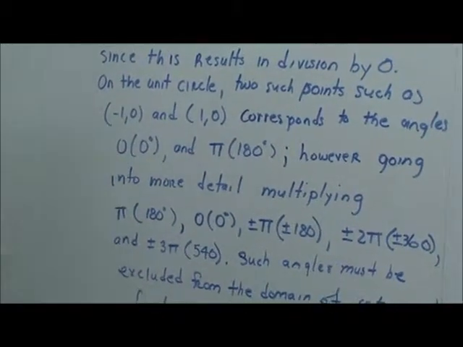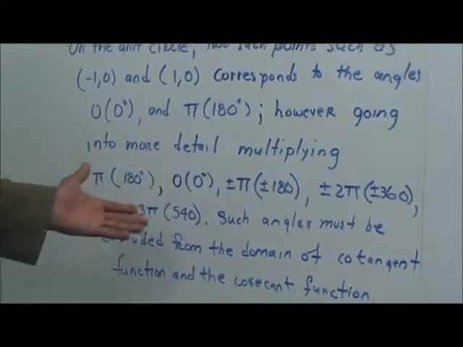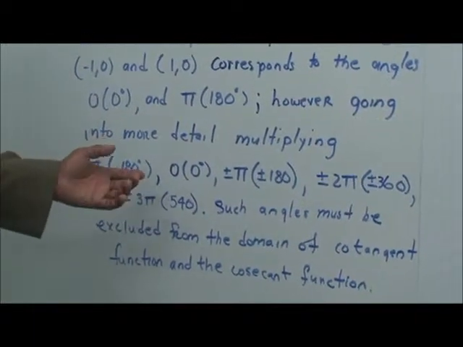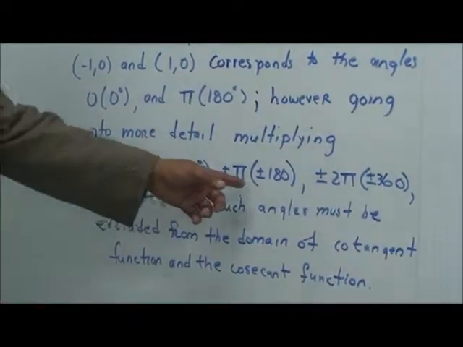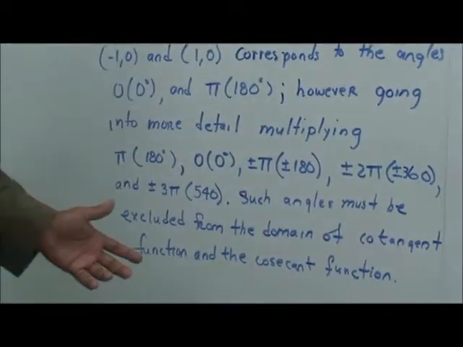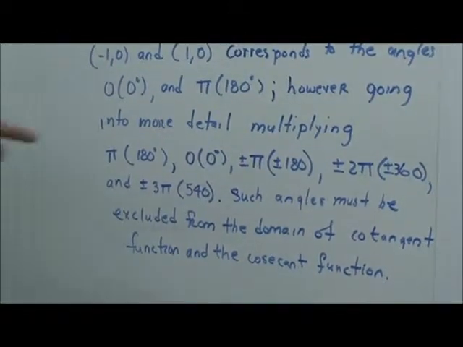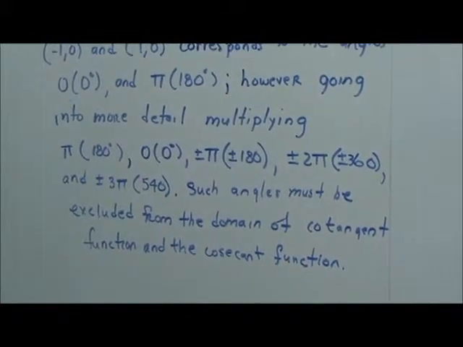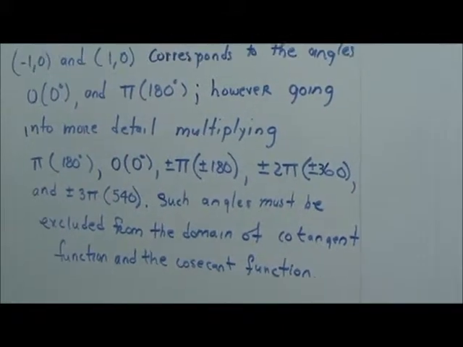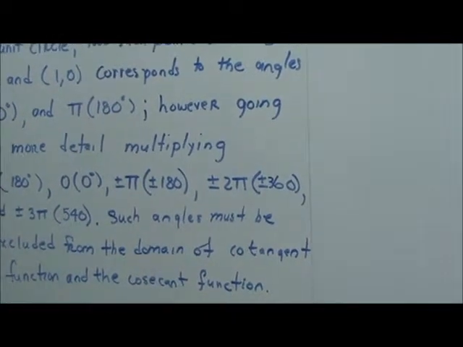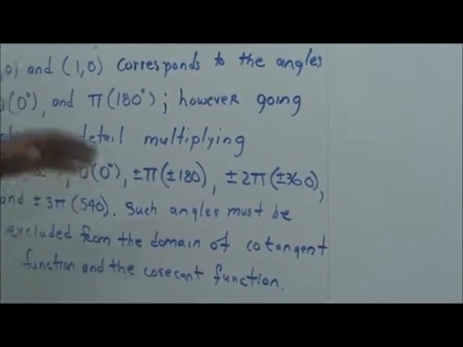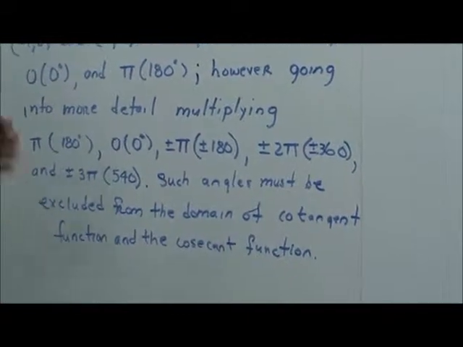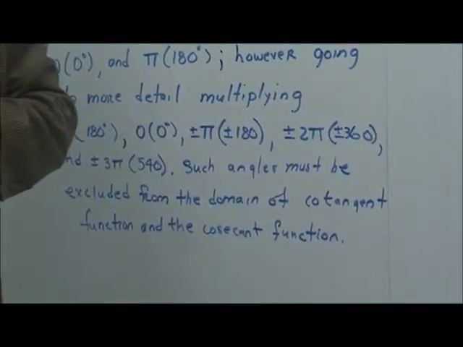However, going into more detail, multiplying pi and 0, and also pi or 180 degrees, or 0 plus or minus pi or plus or minus 180 degrees, or plus or minus 2 pi, plus or minus 360 degrees, and plus or minus 3 pi or plus or minus 540 degrees. Such angles must be excluded from the domain of what? Cotangent function and the cosecant function.